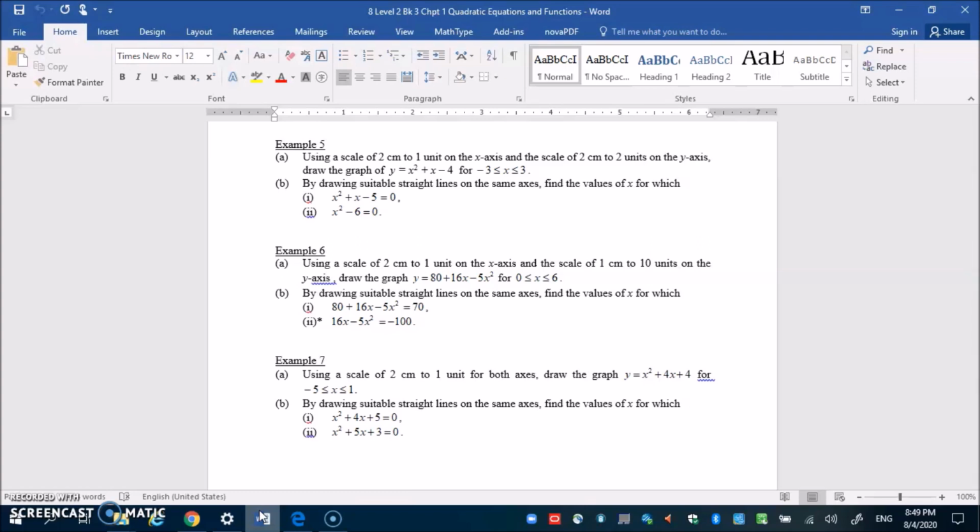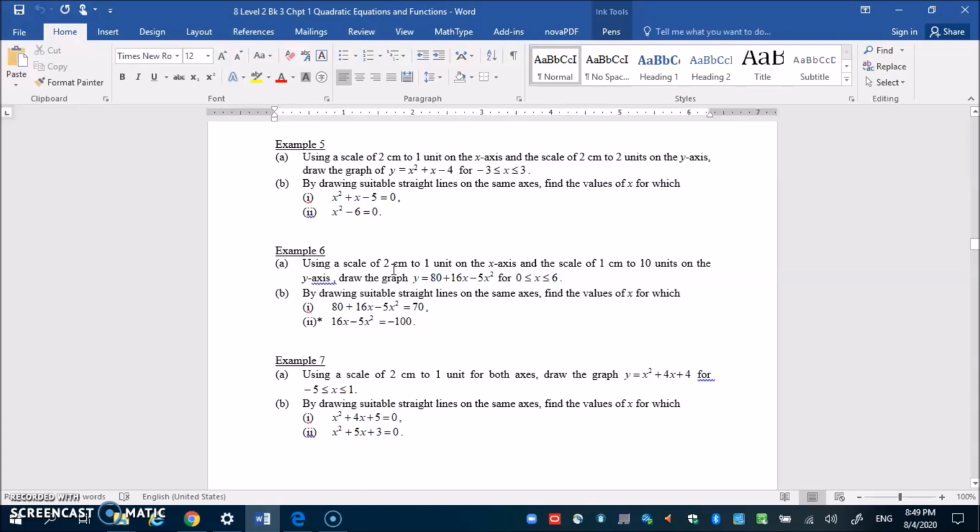Now for today's math lesson, we're going to cover these three questions on page 6 of your chapter 8 notes. We're going to learn how to plot quadratic graphs. Okay, so we'll look at example 5, example 6 and example 7. I hope you guys have already done part A of every question. You've already tried to plot the curves.